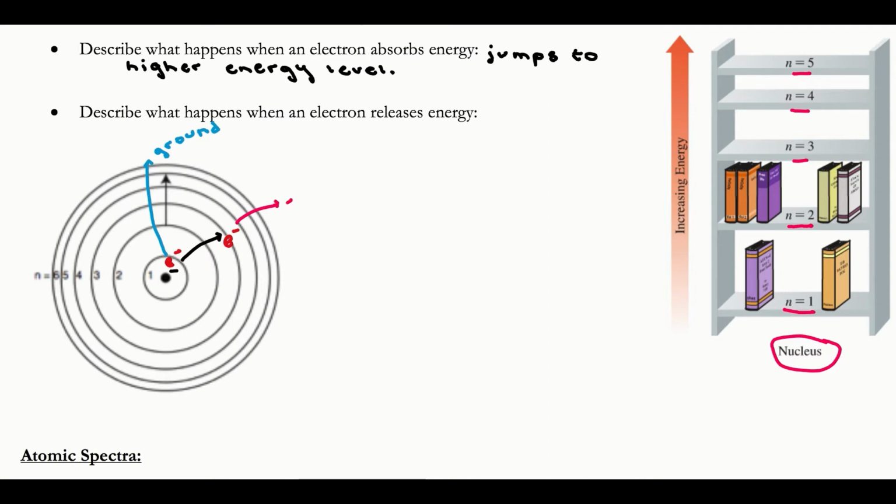And just like with kids, the excited state, or being super hyper, is not stable. So when this electron absorbs energy, it will jump to a higher energy level, and it will exist in this excited state, but not for very long. It will then want to go back down to its ground state to be more stable. And when that happens, it releases energy, and it will move back to its original principal energy level, the lower energy level.